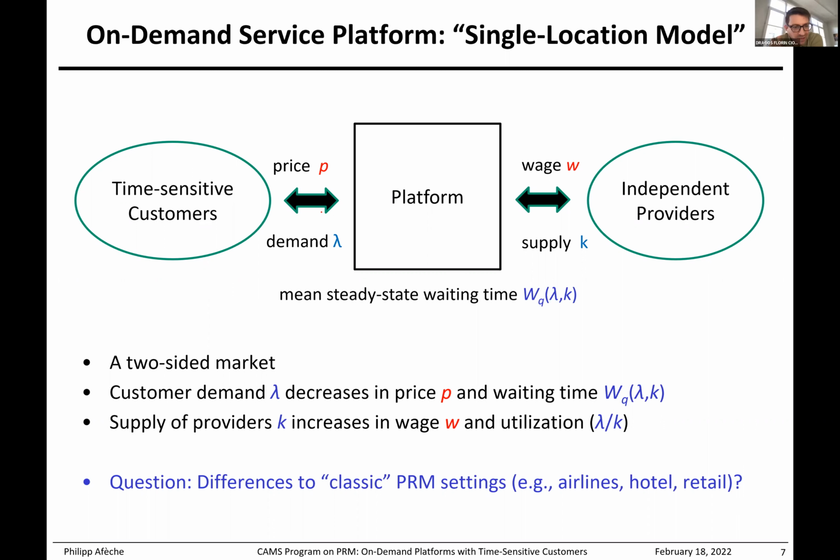Maybe a very small detail, but the supply of drive providers, why would it depend on utilization as well? Why not just make it depend on wage? Oh, because at least, and that's a big topic from a regulatory perspective and so on.